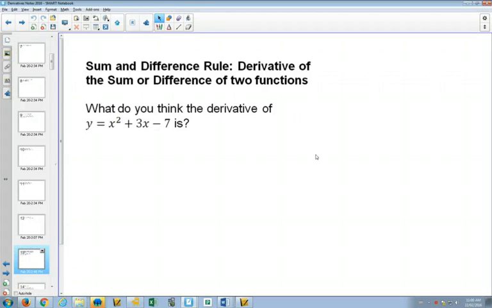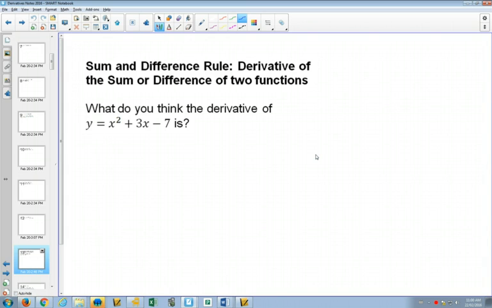The sum and difference rule. So how do you find the derivative of a bunch of functions when they're added up together? And the nice thing about this rule is it's very simple. It's what you think the derivative will be.